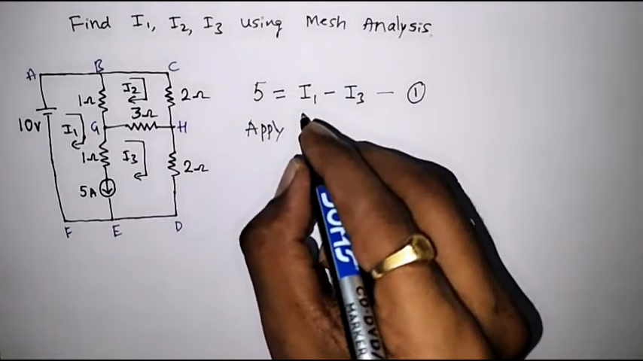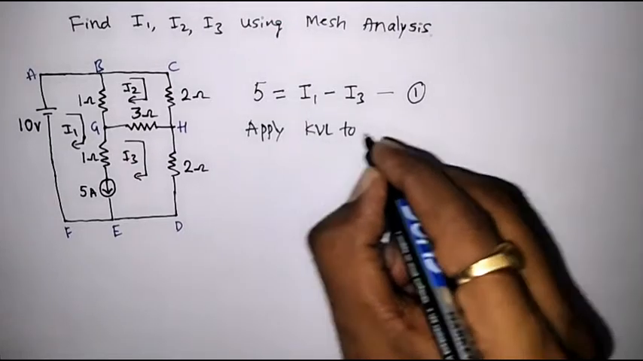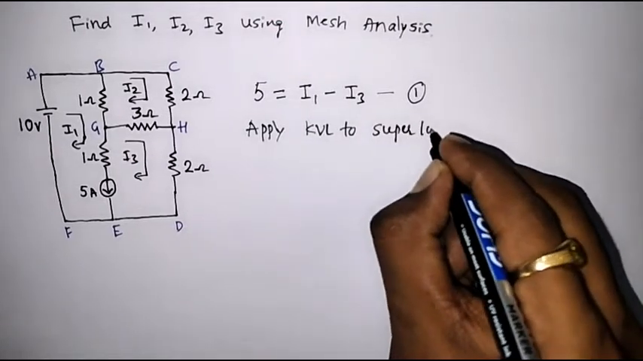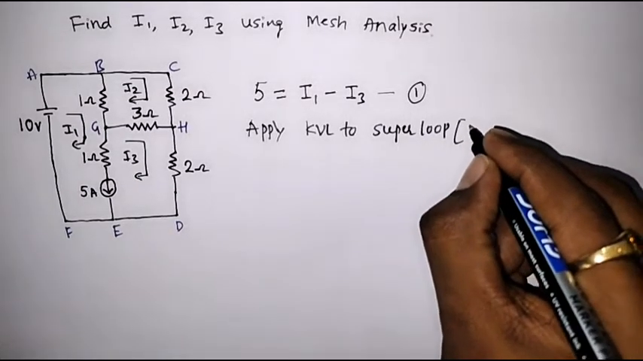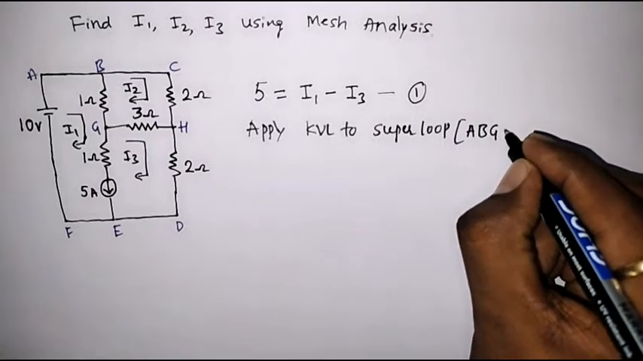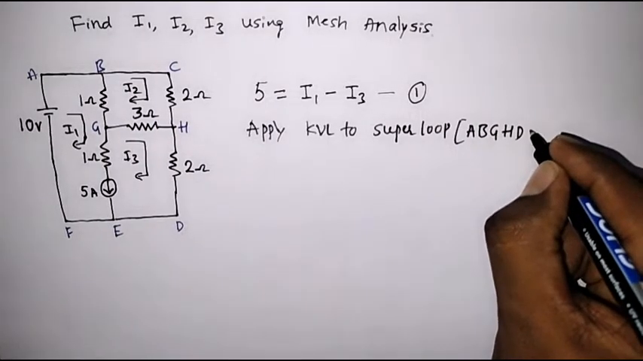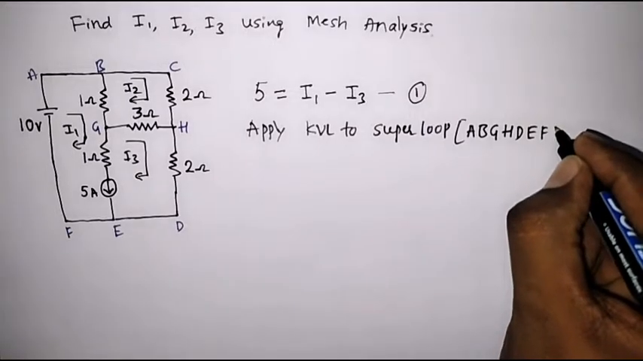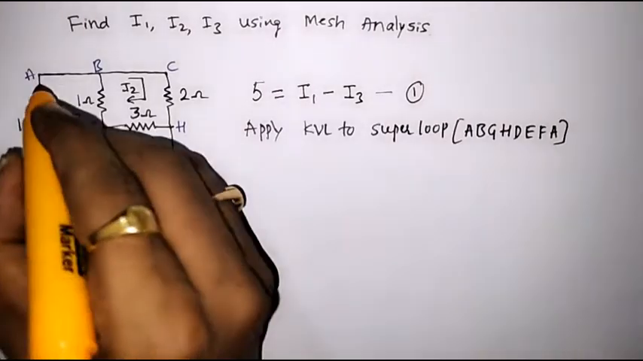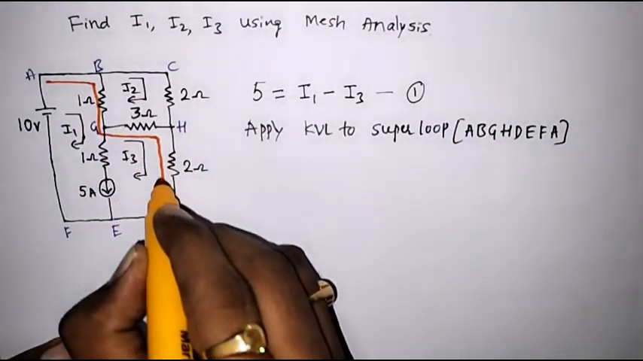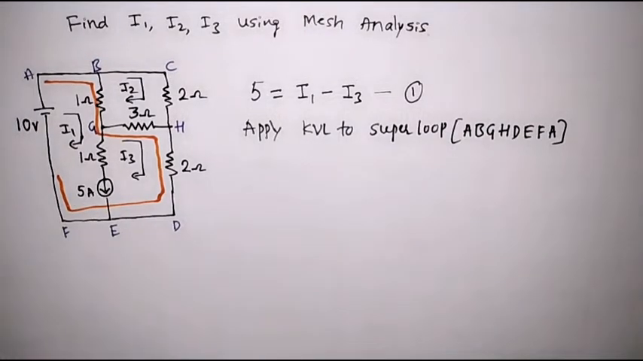Now let's apply KVL to the super loop, that is A, B, G, H, D, E, F and A. This is known as the super loop. So now we are supposed to apply KVL to this loop. Therefore I can write, I will start with the voltage from the voltage source.